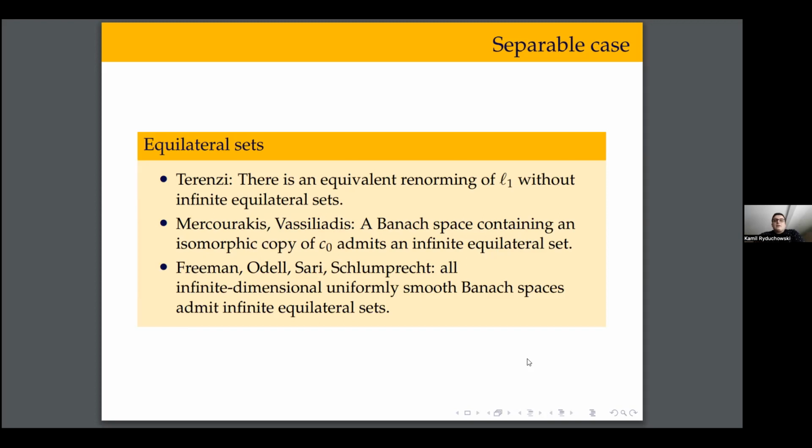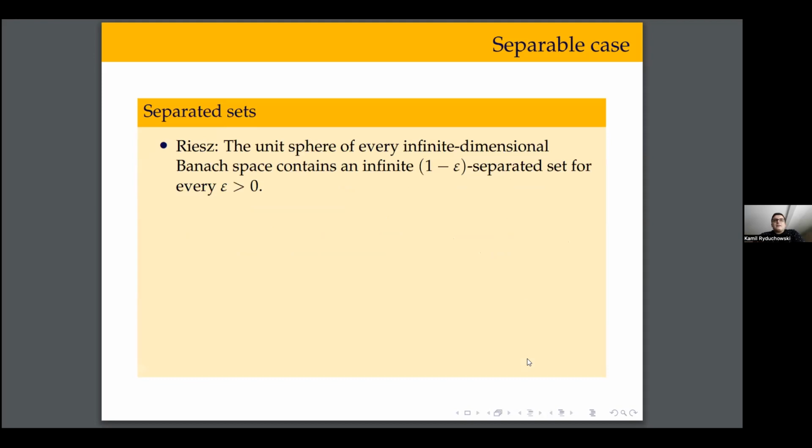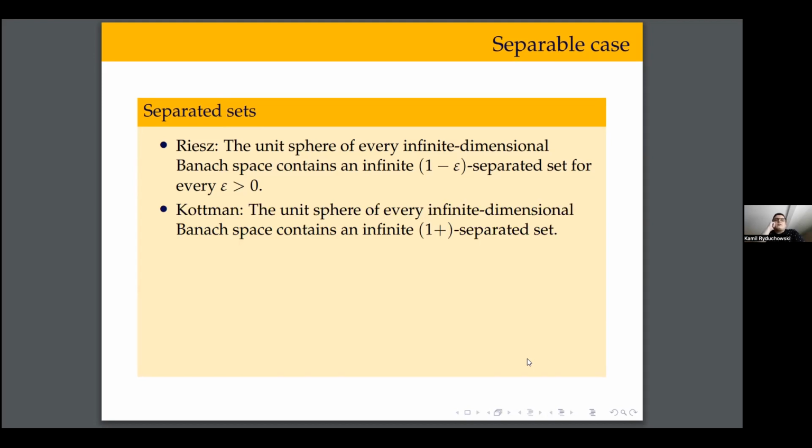So now let's have a look at separated sets. Well, obviously the classical Riesz lemma tells us that the unit sphere of every infinite dimensional Banach space contains an infinite (1 minus epsilon)-separated set for any epsilon greater than 0. There is a result of Kottman that the unit sphere of every infinite dimensional Banach space contains an infinite 1-separated set.